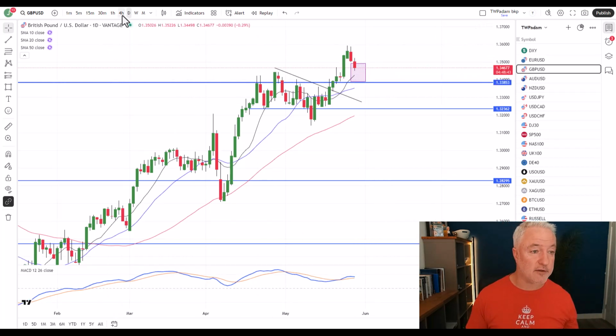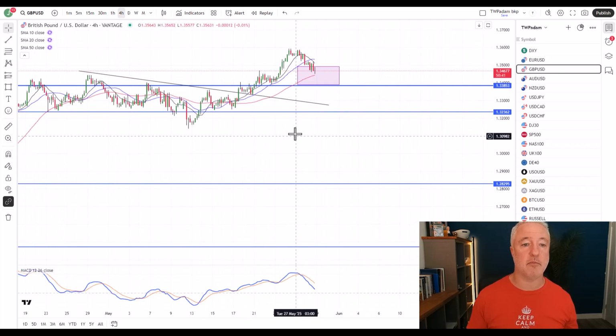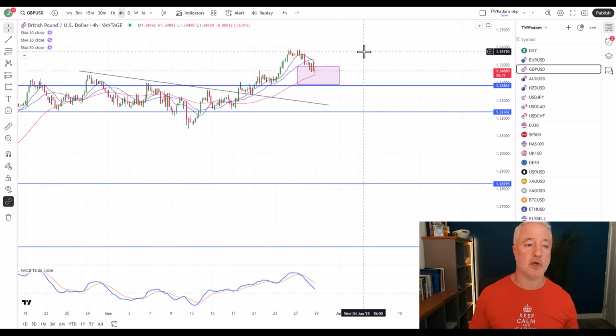And again, on the 4 hour, for example, that might mean that we start to see a move to the upside, between now and when you're watching this, and maybe by the weekend.